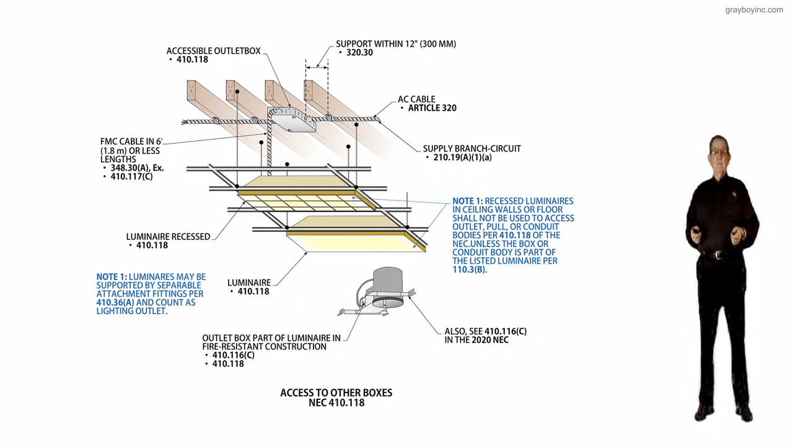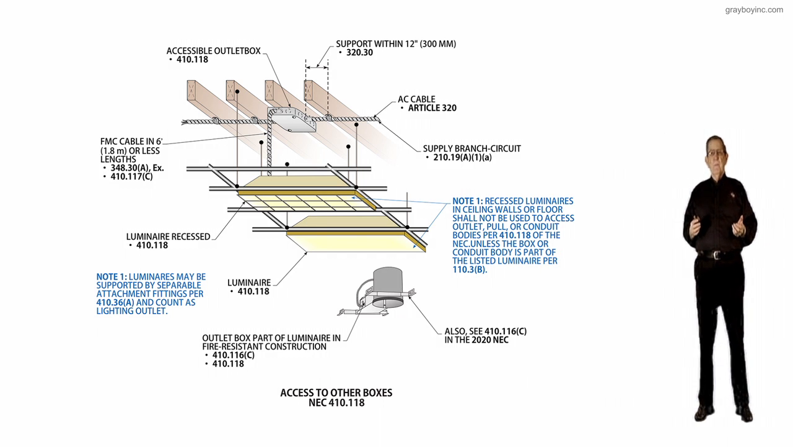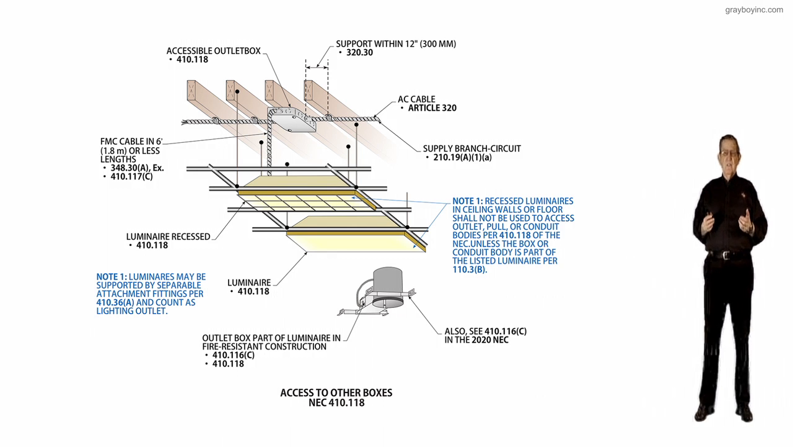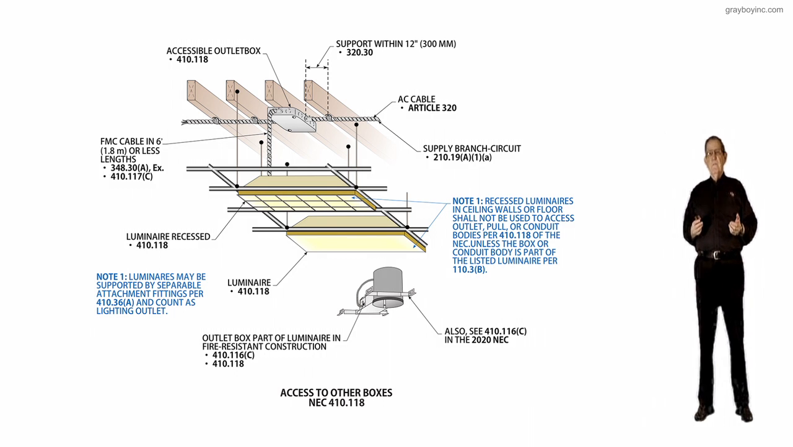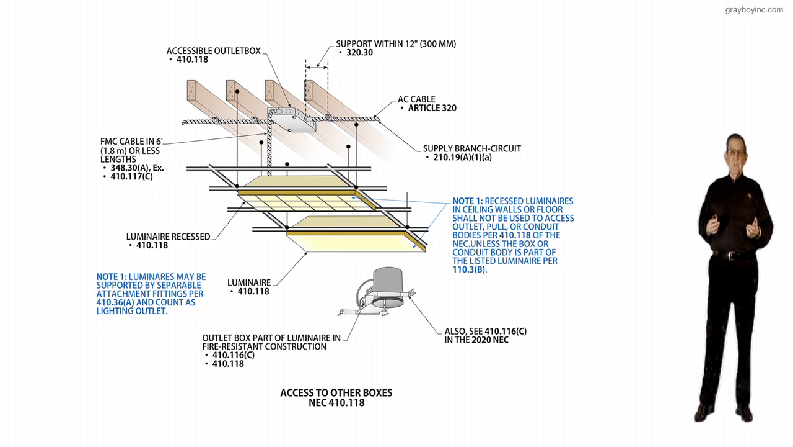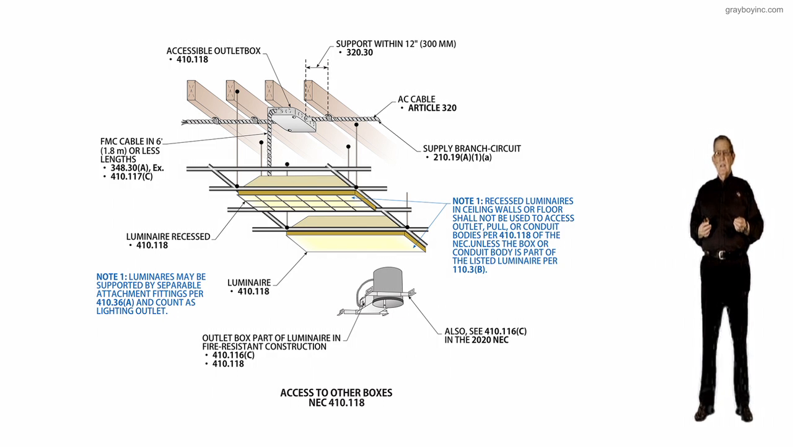This illustration deals with access to other boxes in accordance with NEC 410.118. The purpose of the change was to accept a new section, and a new section has been added that states the luminaires recessed in ceilings, floors, or walls are now prohibited from being used to access outlet, pull, or junction boxes or conduit boxes unless the box or conduit body is an integral part of the listed luminaire.